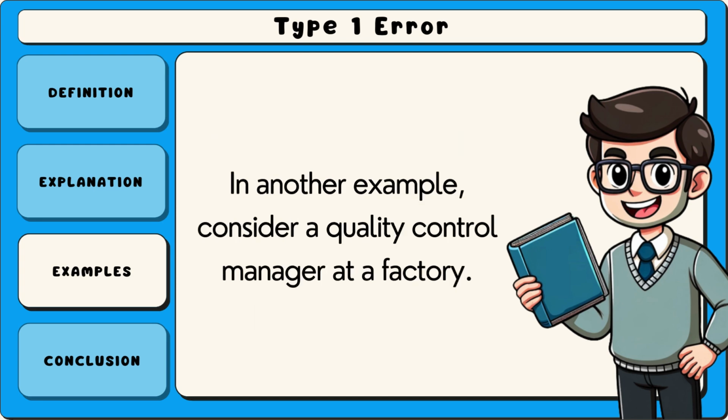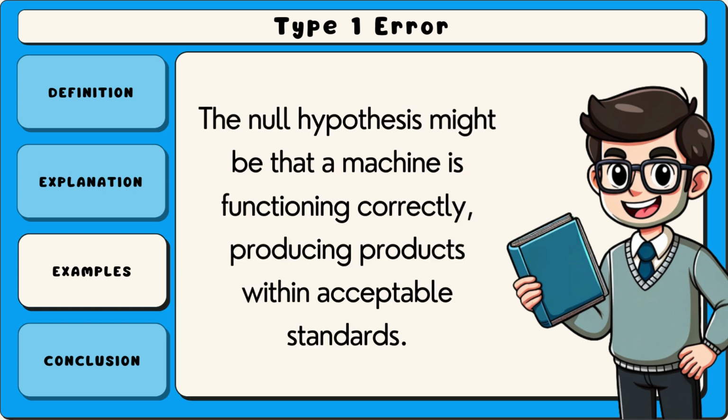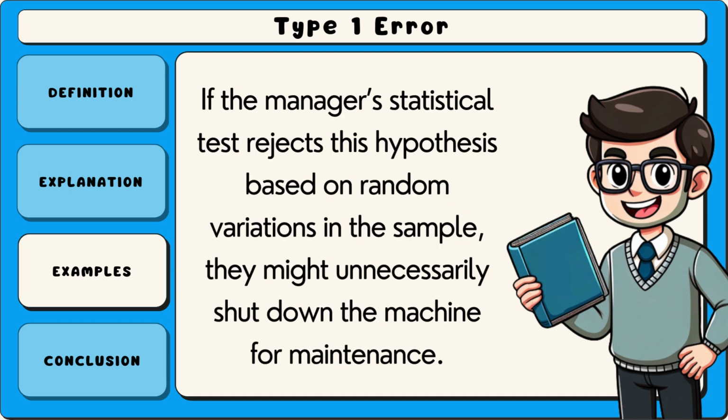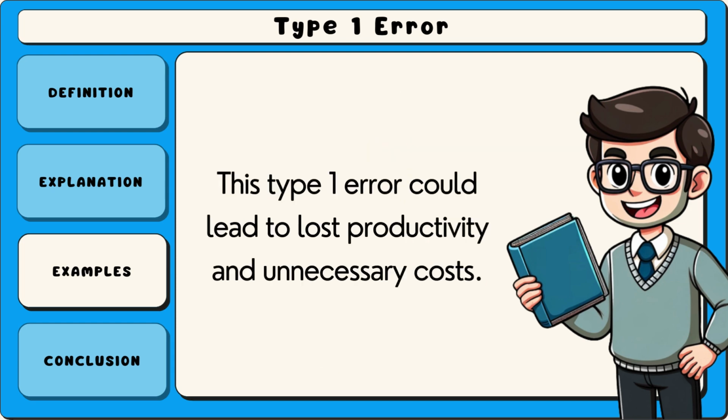In another example, consider a quality control manager at a factory. The null hypothesis might be that a machine is functioning correctly, producing products within acceptable standards. If the manager's statistical test rejects this hypothesis based on random variations in the sample, they might unnecessarily shut down the machine for maintenance. This type 1 error could lead to lost productivity and unnecessary costs.